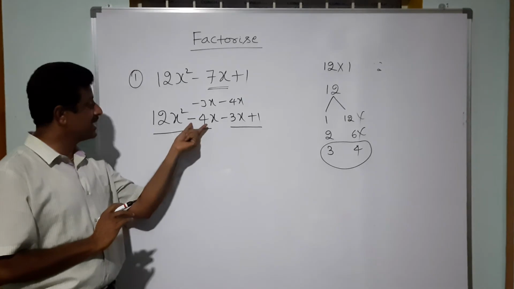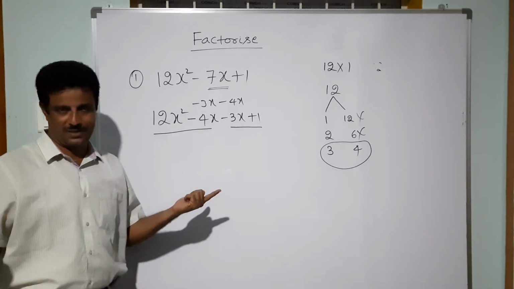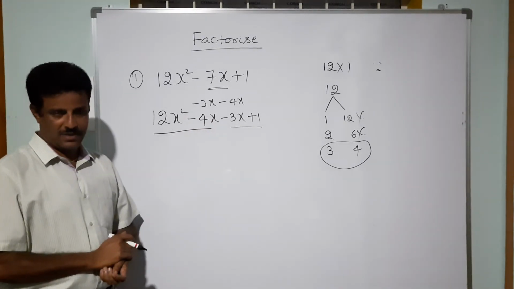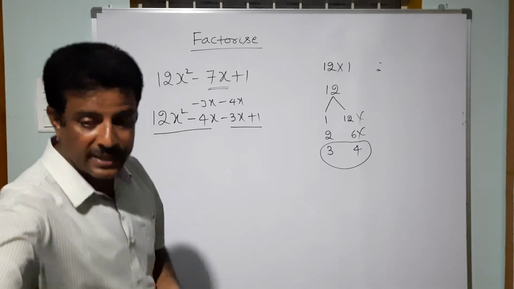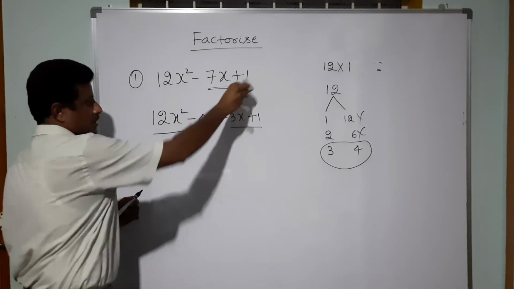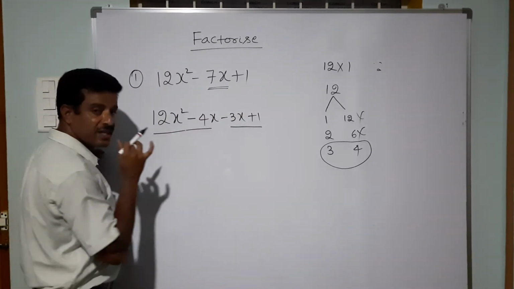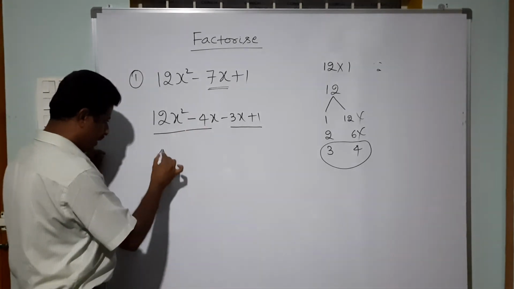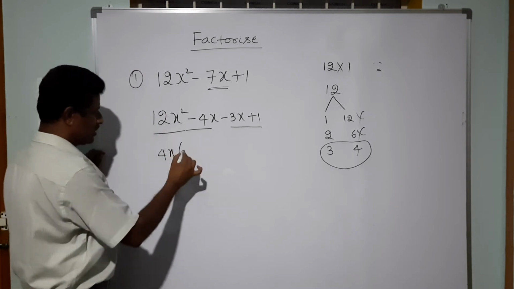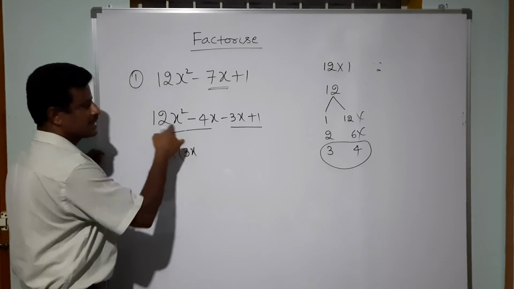That's why I am taking 4x here. 12 and 4, common is what? 4 is common. That's why I am taking first -4x. Did you understand? So next, split into 4 terms. Next, split into 2 terms. Group these. According to these 2 terms, common is what? 4x common. You write here 4x common and take it outside. So in this case 3x. 4 times 3 is 12. x into x, x square.